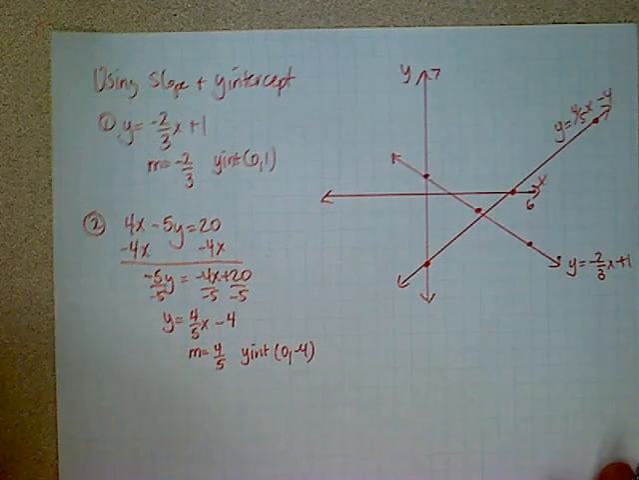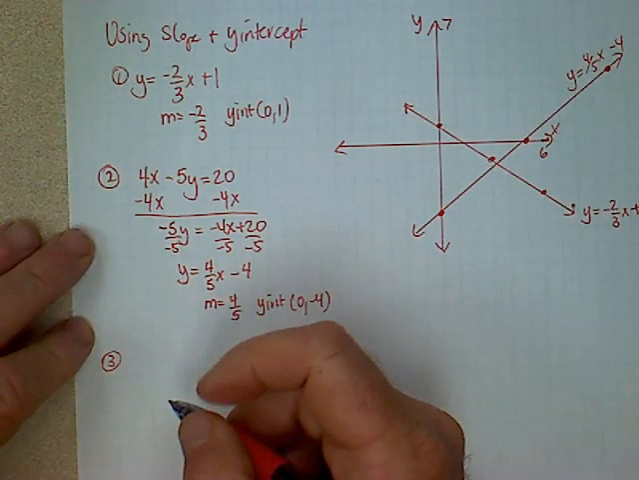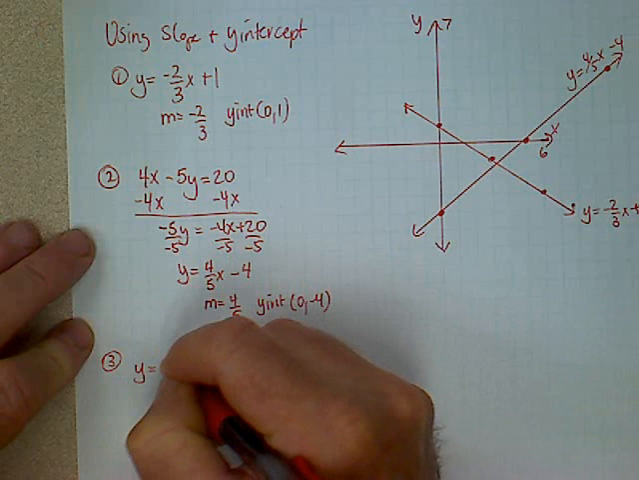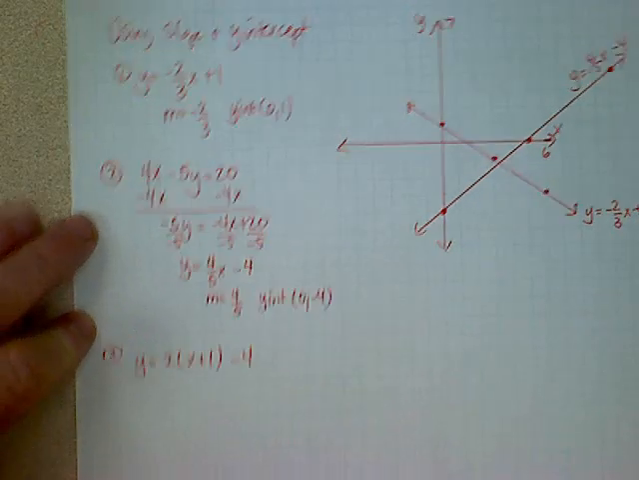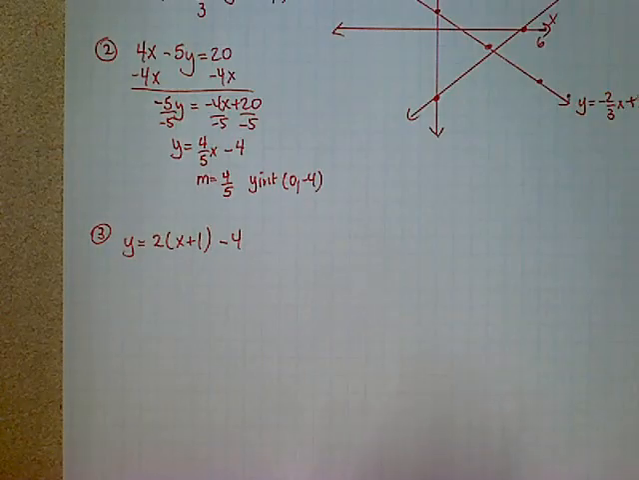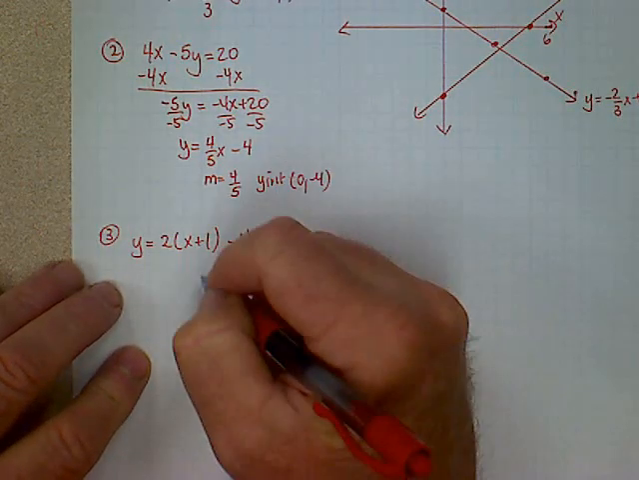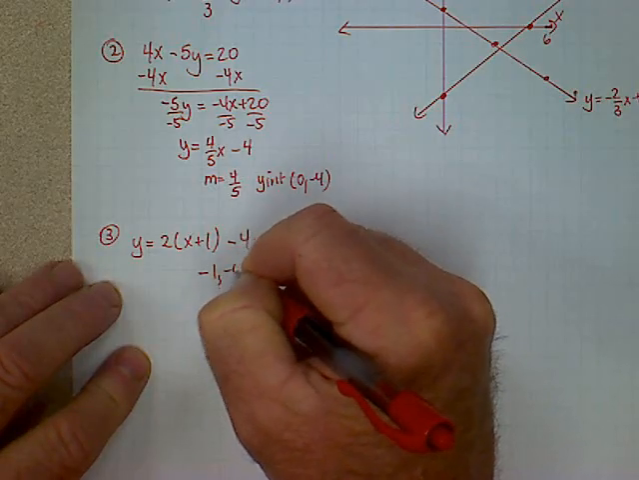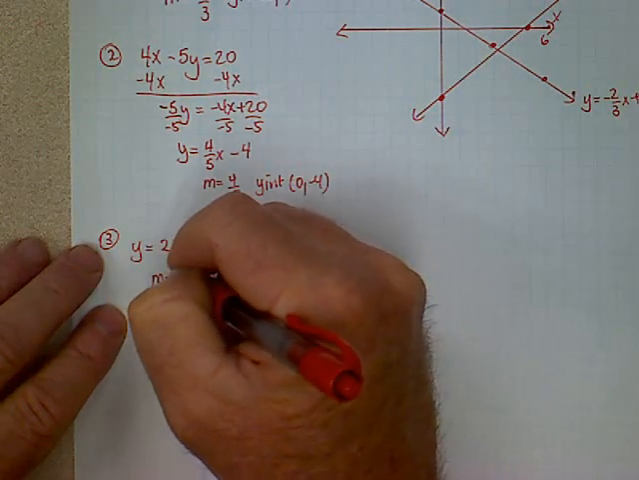Okay, final equation I'll do from slope and y-intercept. Number 3 is we've got y equals 2 times (x plus 1) minus 4. Now, I'm not actually going to graph with slope and y-intercept here. I will use the slope, but I'm not going to use the y-intercept. Because it's in point-slope form, I know there's a point, (-1, -4). And I know my slope is 2.